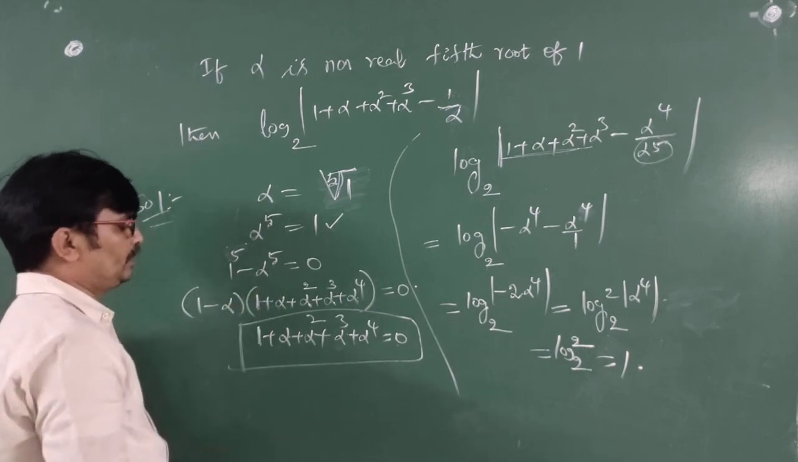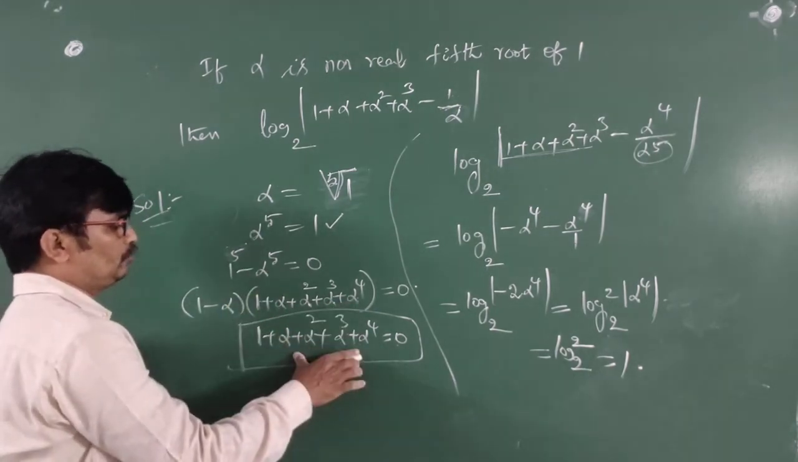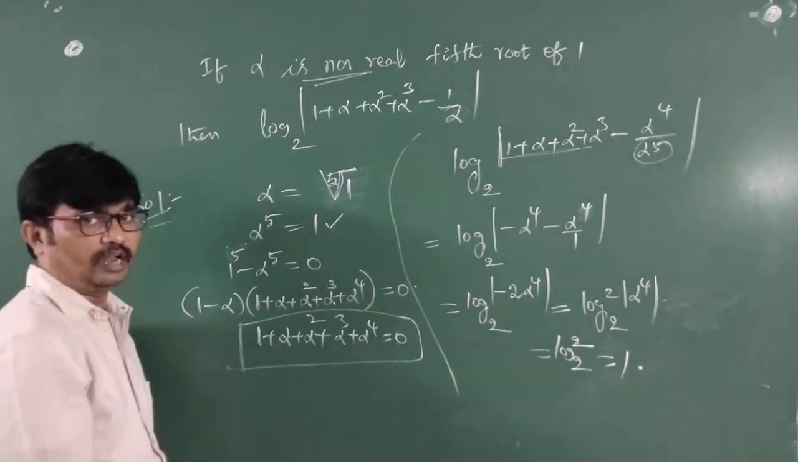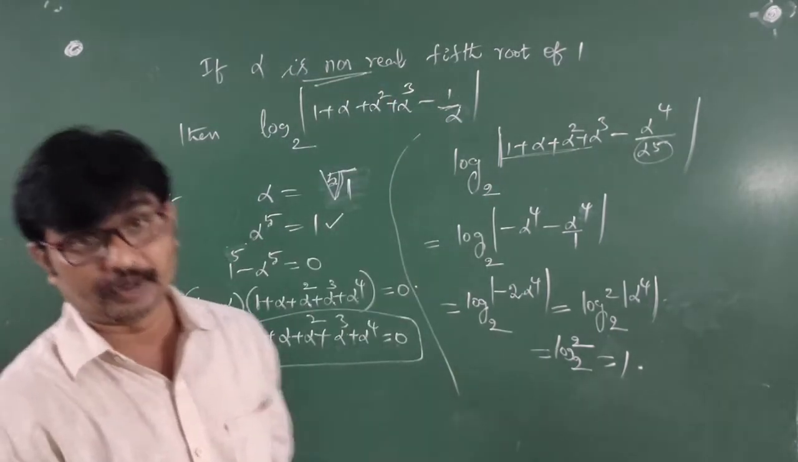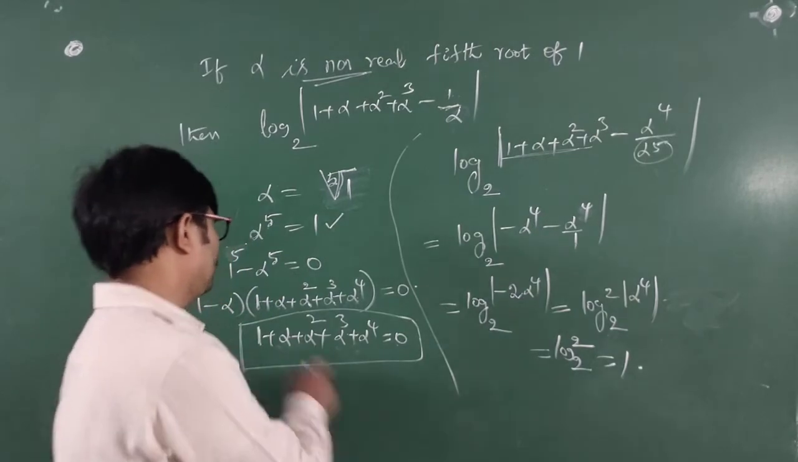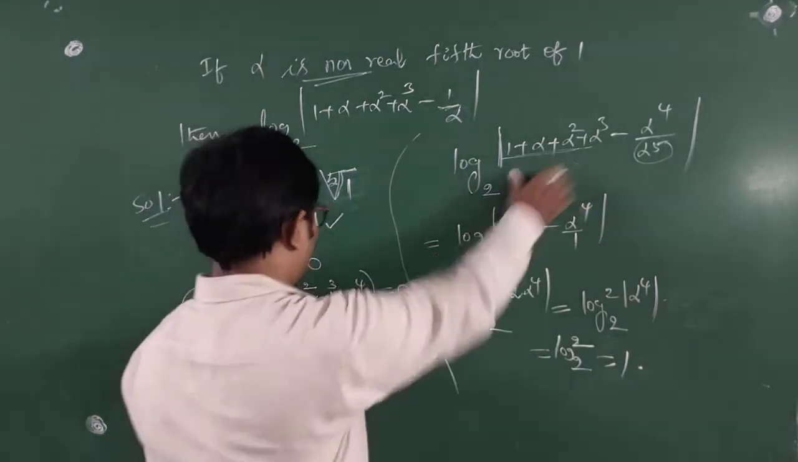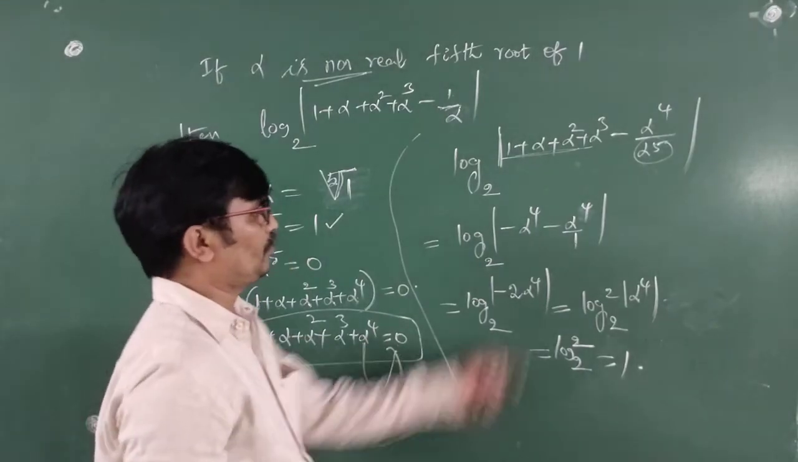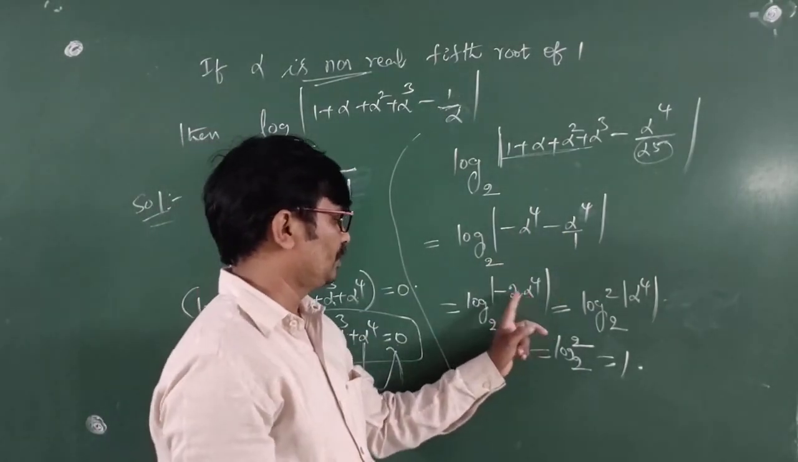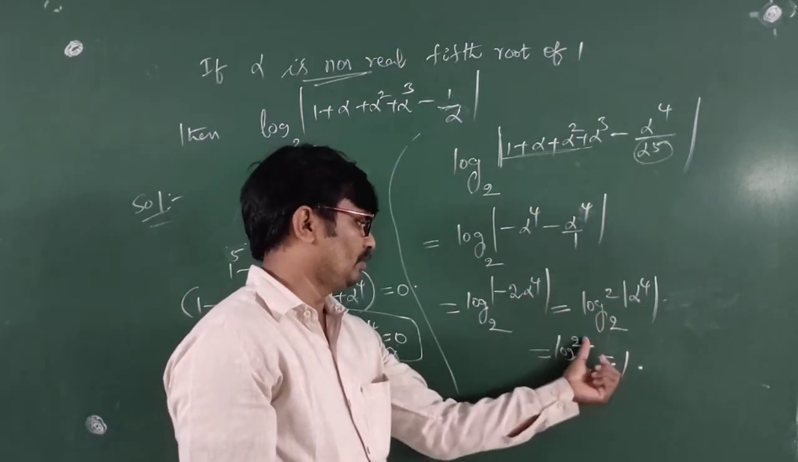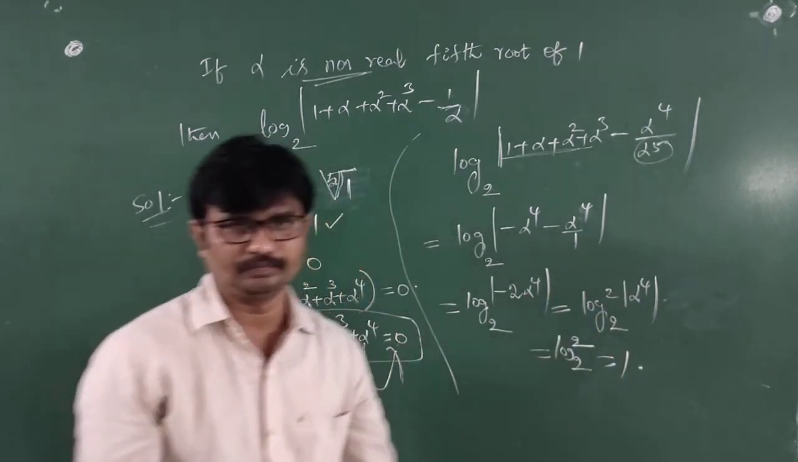So after that students, the second factor is equal to 0, since alpha is a non-real root. So that's why this will be 0. After that students, this is also equal to minus alpha power 4 minus 2 alpha power 4. In modulus, minus 2 becomes plus 2. The modulus of alpha power 4 is 1. Log 2 base 2 is 1. Okay students.